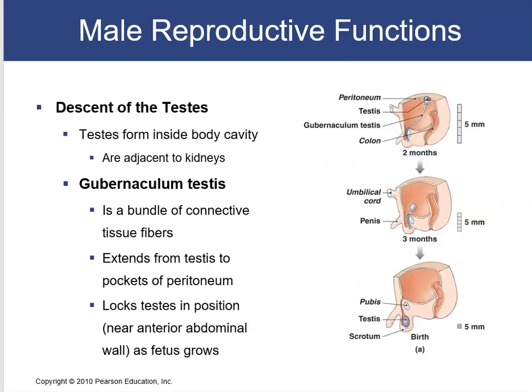Now, the testes form inside of the body cavity during embryonic development, somewhere up around the area of the kidneys, and then they need to descend to the outside of the body to their permanent location within the scrotum. This process is helped along by a structure known as a gubernaculum testes. This is a bundle of connective tissue fibers that extends from the testes into pockets of the peritoneum. What this does is help lock the testes in position near the anterior abdominal wall as the fetus grows.